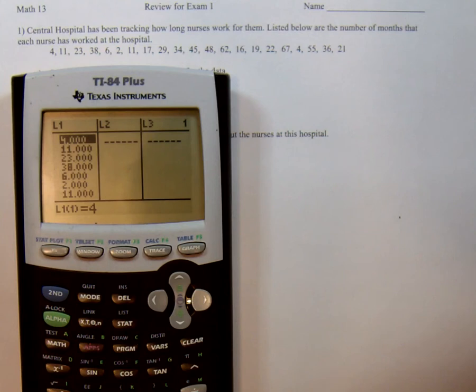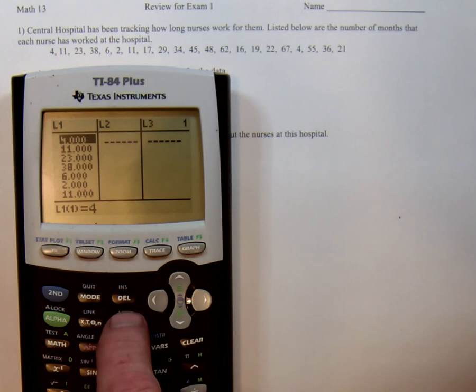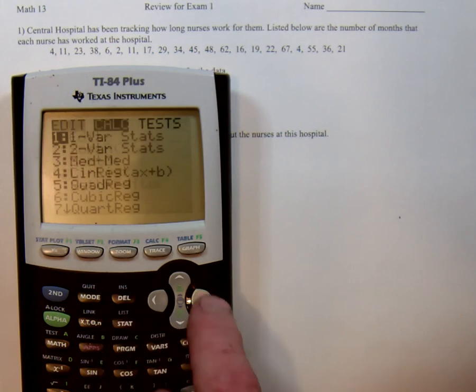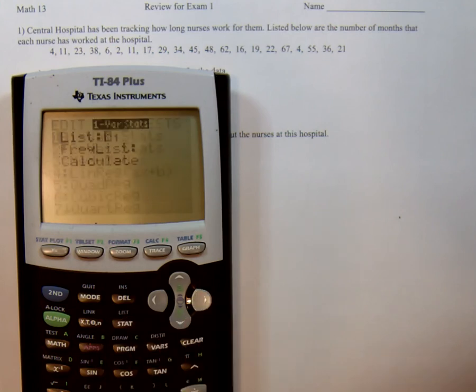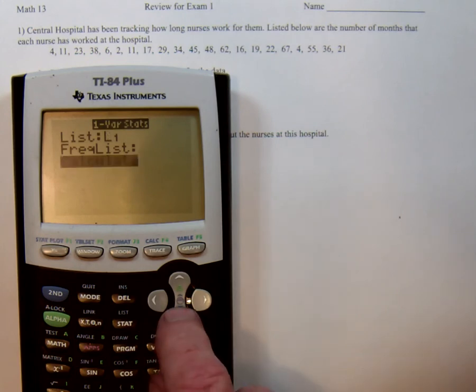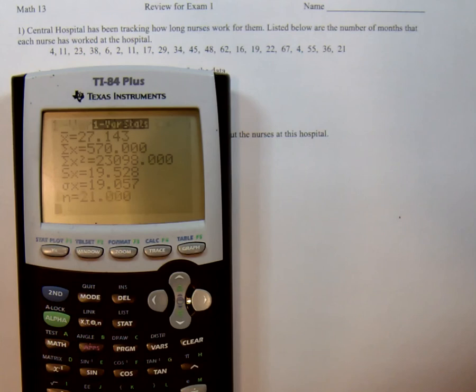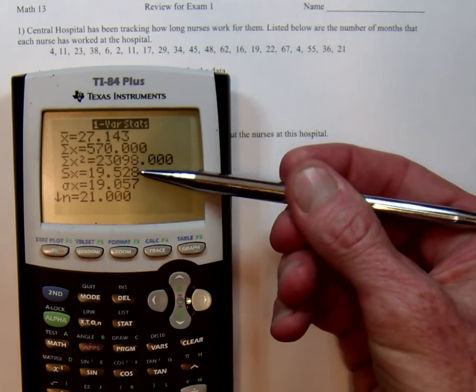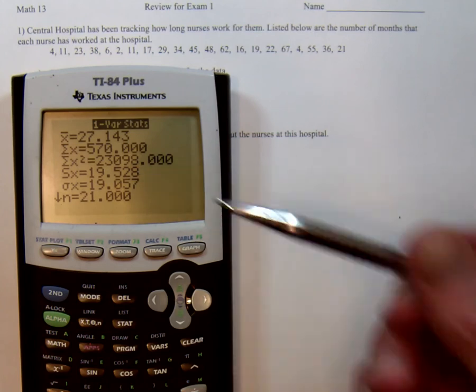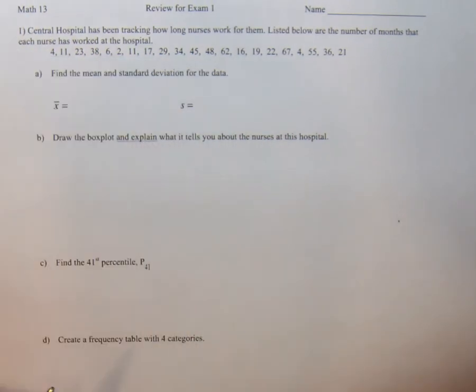So I went ahead and already did that. Once you have that done, go to Stat, move over to Calculate, and it's the one variable statistics. On this version of the calculator, I need to go down to say Calculate. So there we have the mean and the standard deviation. And for standard deviation, we would be using the sample because this is a sample of just 21 people.